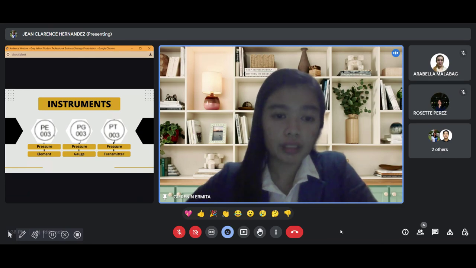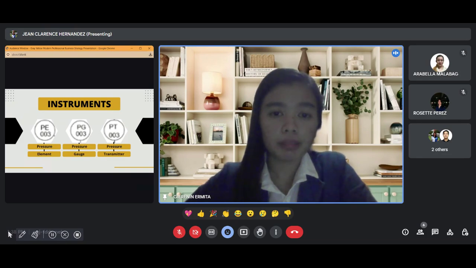Next is the pressure gauge. So the pressure gauges are essential instruments used to measure and display the pressure of fluids in a process system. They provide operators and engineers with real-time information about the pressure conditions within a vessel, pipeline, or other components of the system. Next is the pressure transmitter.